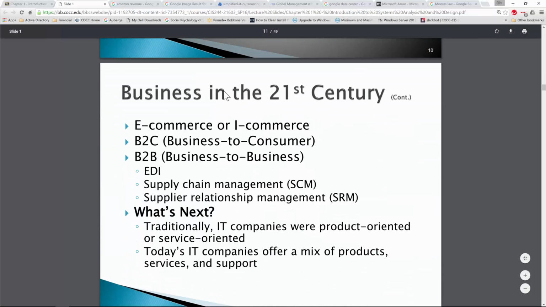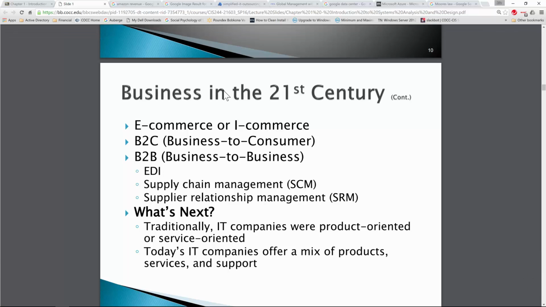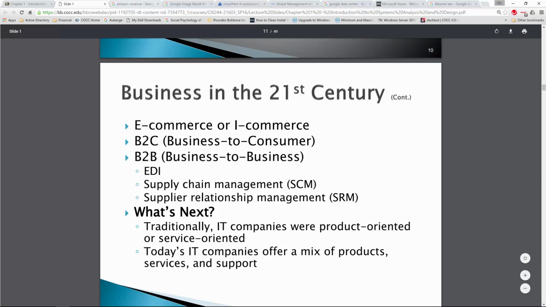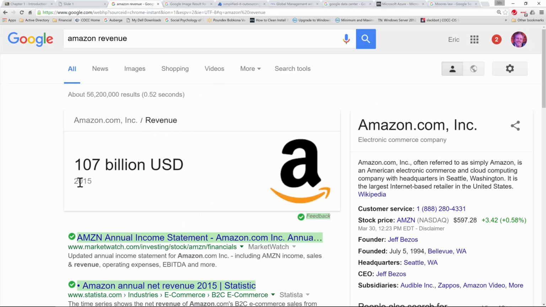So as we look at how business is transformed in the 21st century, e-commerce. When I think e-commerce, I think Amazon. Let's look at Amazon's revenue for 2015. $107 billion of revenue was generated by Amazon. Now keep in mind, when Amazon first got started, for over a decade, they did not make a profit. Their company showed a loss.